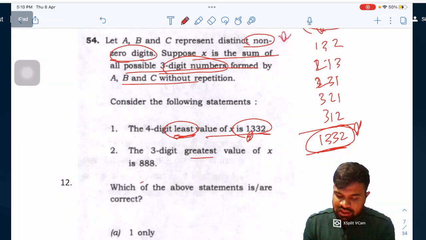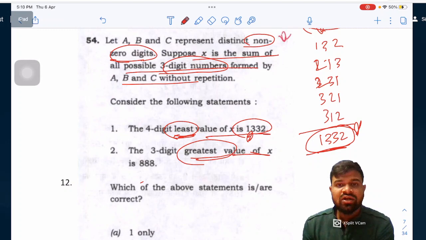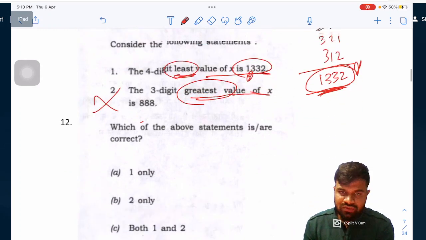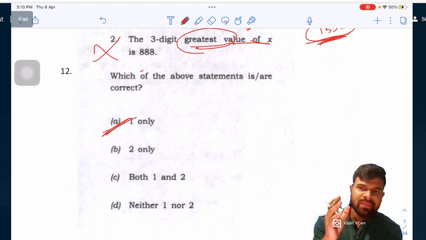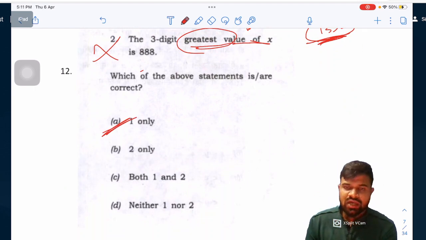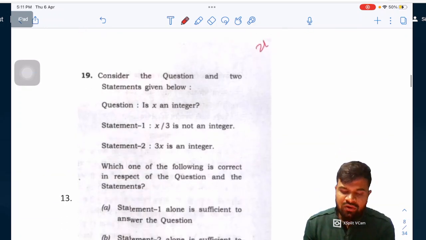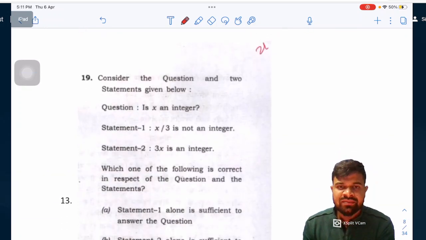Now, see, the greatest value of x. x cannot be bounded above as a three-digit number because the least value is a four-digit number. So this cannot be true. So the answer will be statement one only. This is how you do the data sufficiency questions. Just assume, assume. This is the ground rule. Assume how we are reaching that minimum.